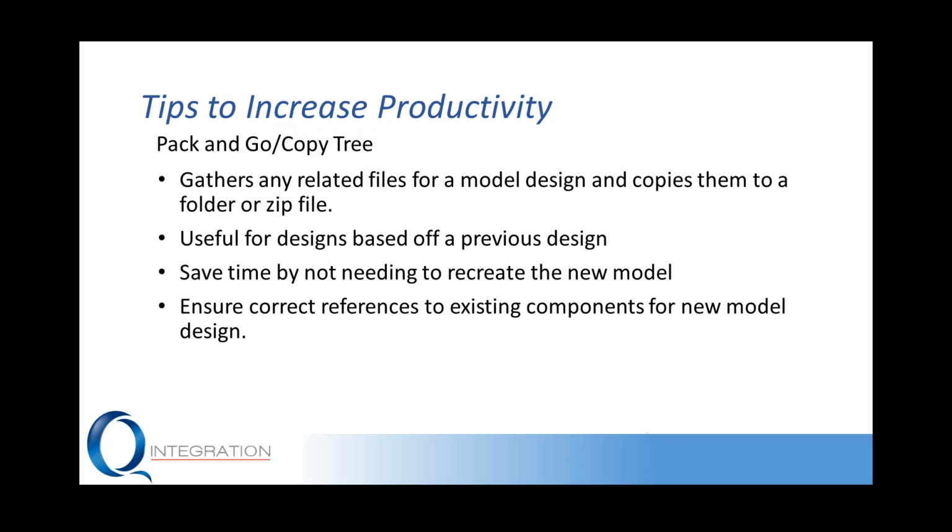For example, if we have a design that's based off of a previous design, we may choose to copy only a select few components from there that are going to change. Some of those might be library components. We don't necessarily need to make a copy of those library components because they're common referenced. And so we can utilize Pack and Go or Copy Tree to just move over what we want for this new design into the new folder. This saves us a lot of time, so we don't need to go in and create the new model, and we can ensure that the references are correct for that new design.